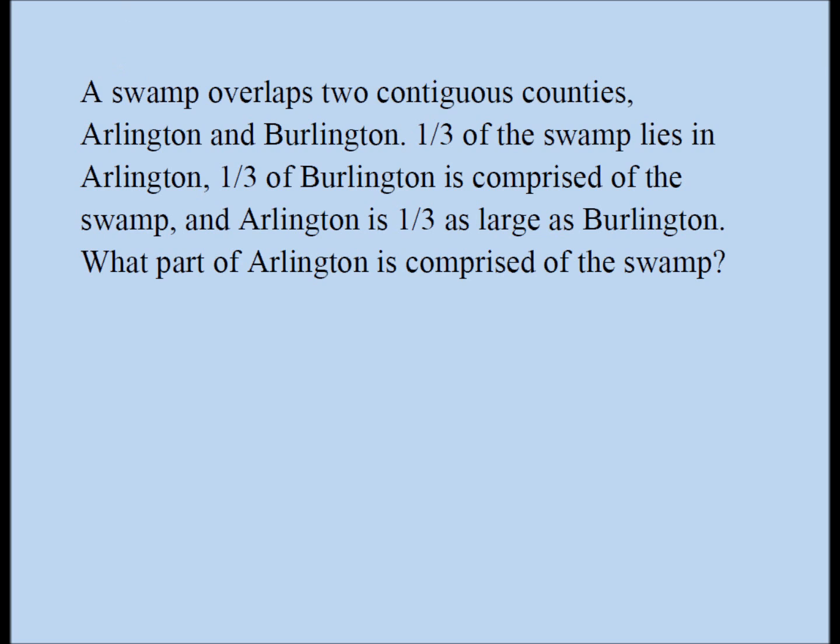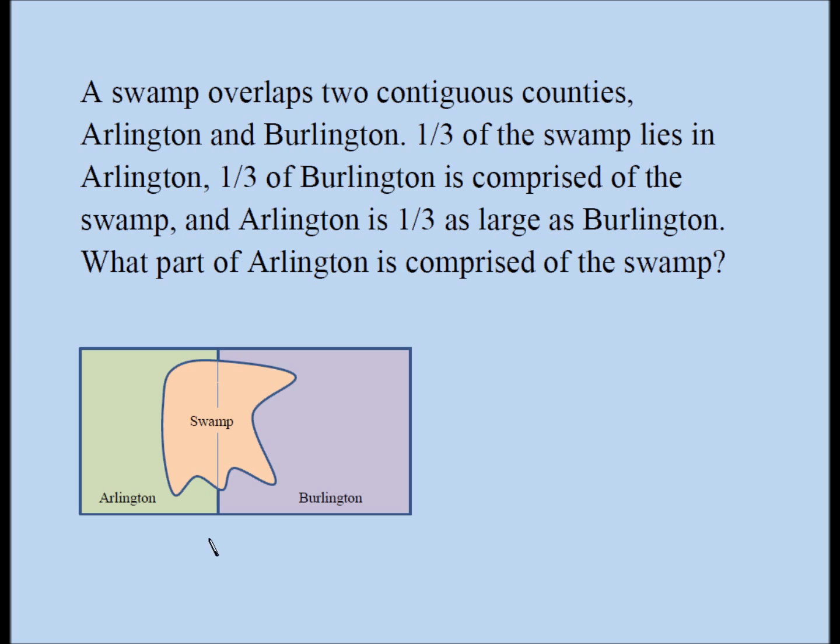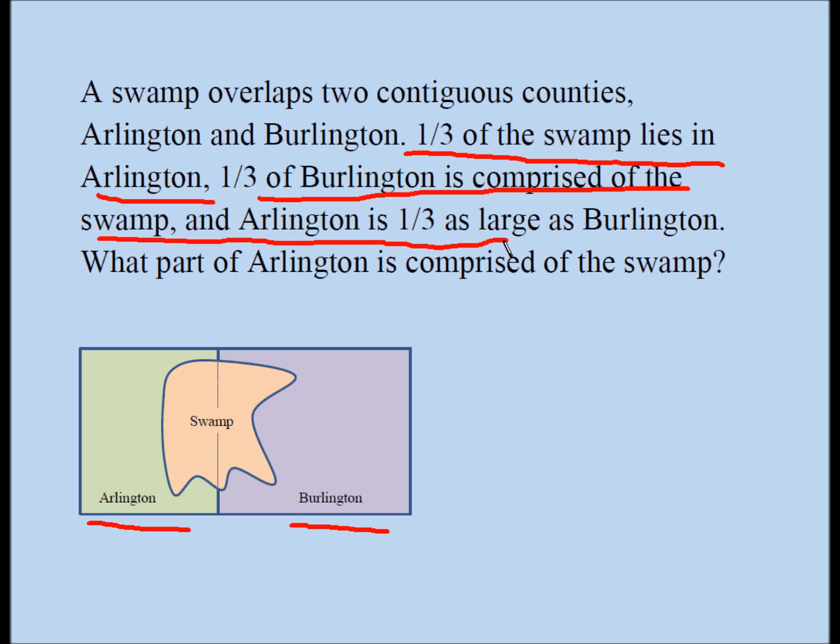We're going to solve this problem visually, but first let's try to understand the question. We have two adjacent or contiguous counties, Arlington and Burlington, and there's a swamp that overlaps both counties. And we know a few facts about the two counties and the swamp involved. And these are the three facts that we're going to use to find the answer to the final question: what part of Arlington is comprised of the swamp? So let's try to represent these facts given in the question pictorially.